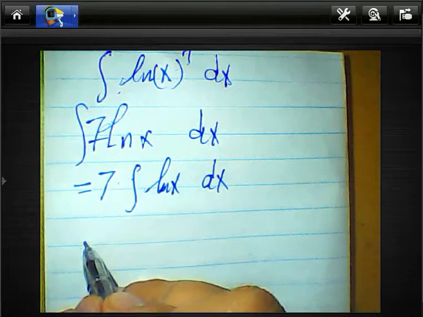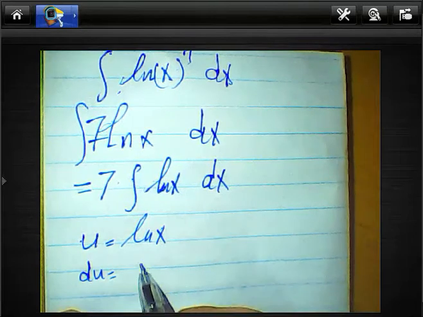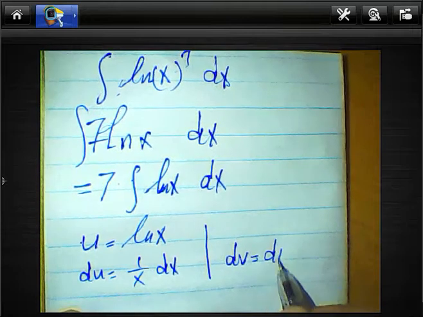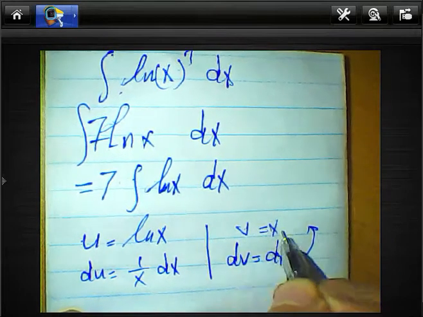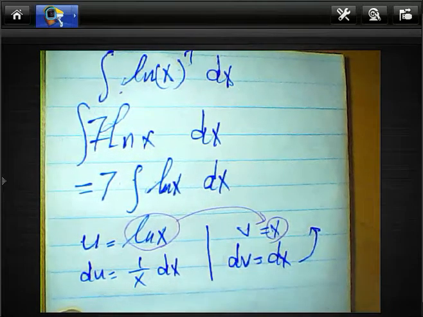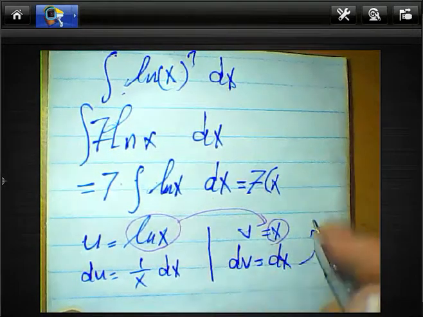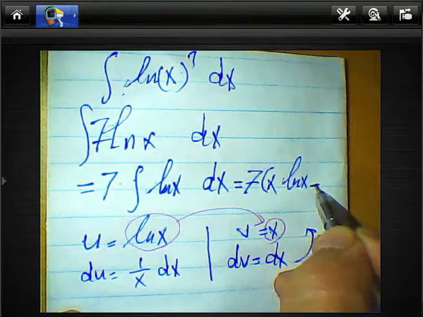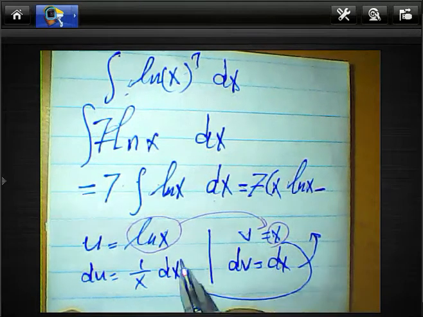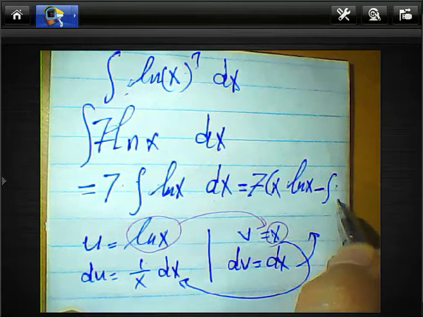We can use u equal ln of x, and the derivative du equal 1 over x dx, and dv equal dx, and integration will be v equal x. We can find the result ln x multiply by x. The result will be 7 outside, x multiply ln of x, subtract the integration of x multiply 1 over x, which equals 1, dx. Okay, I will simplify it here.